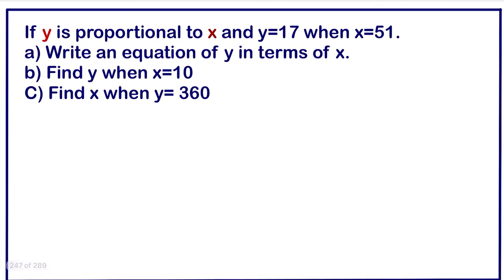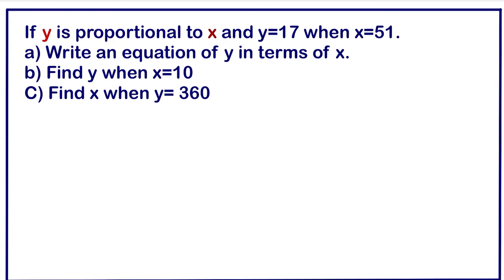So we have our question here. Given that y is proportional to x. When we talk about proportion, it means direct proportion. Or we can also say y varies. So the word proportion or varies can be used in this question. If y is proportional to x and y is 17 when x is 51, write an equation of y in terms of x.